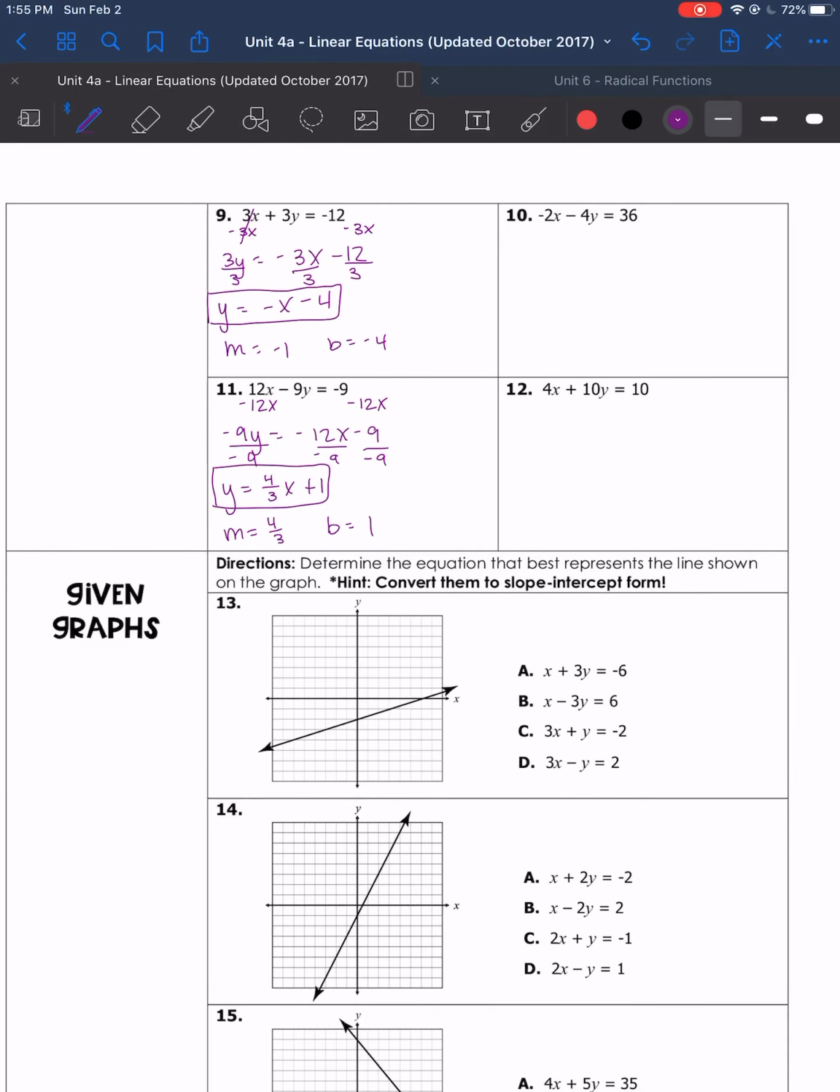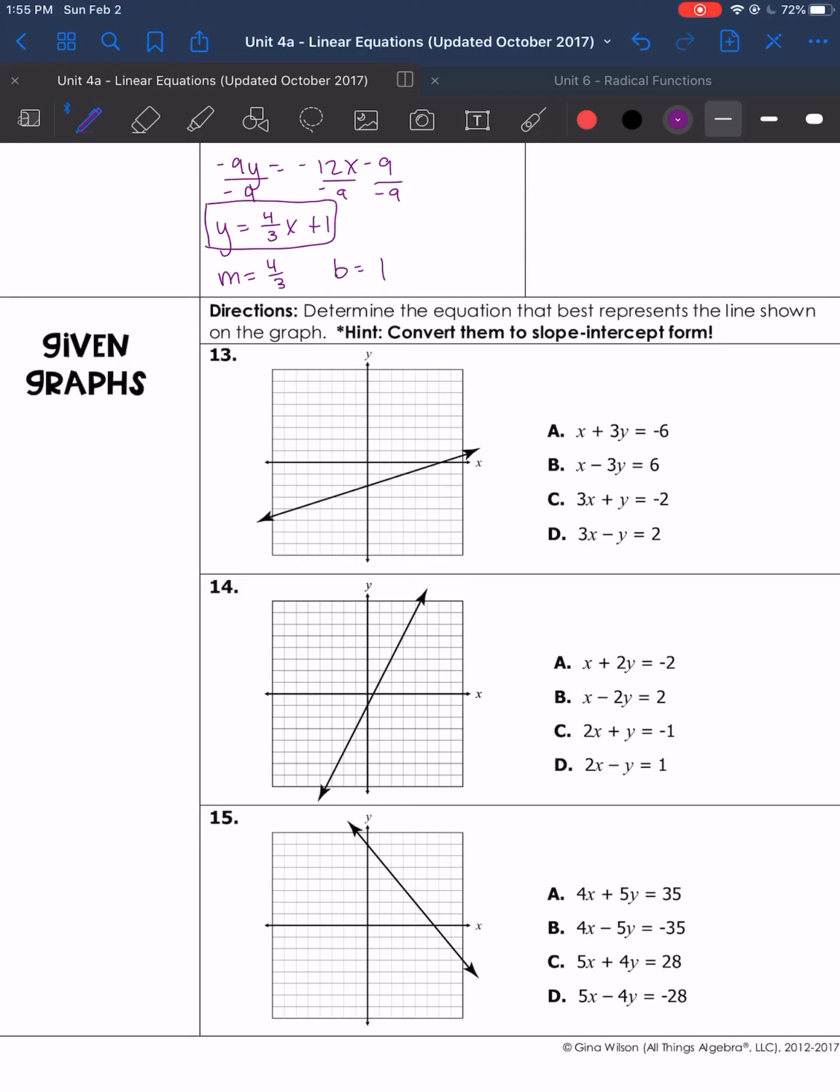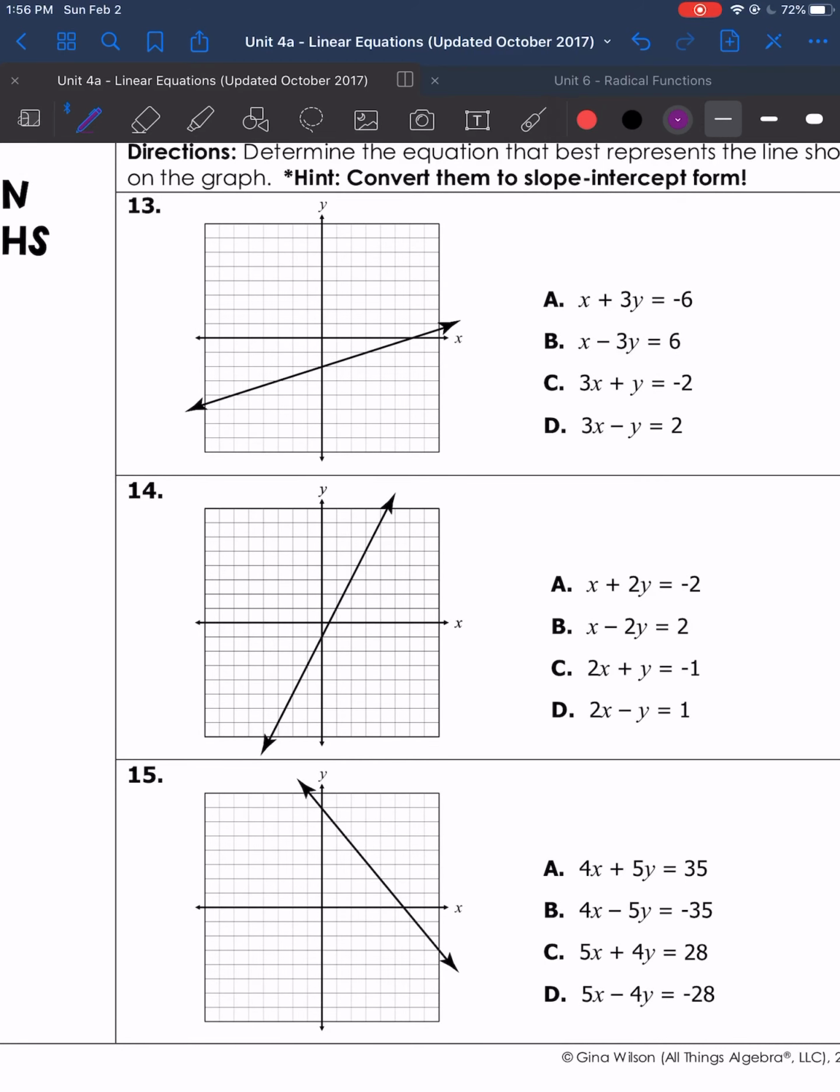So, there are ways to use this given graphs. So you're going to determine the equation that best represents the line shown. So the best way to do this is convert them all to slope-intercept form. And I'm just going to do the evens. So I'm just going to do 14. But I want you to do 13 and 15. So we're just going to convert them all to slope-intercept form.